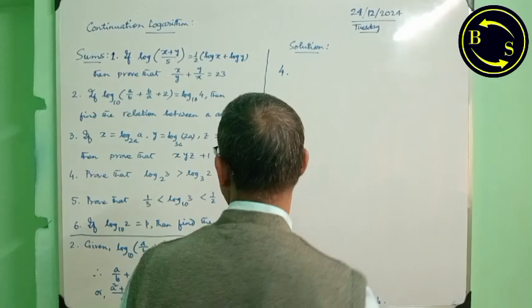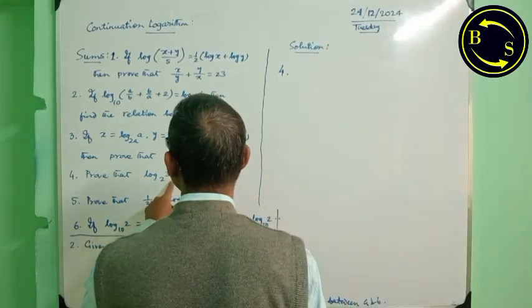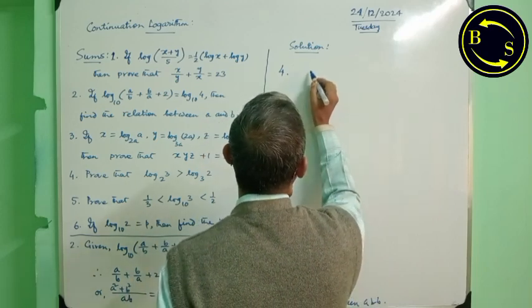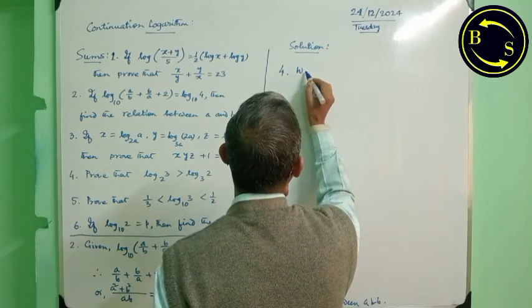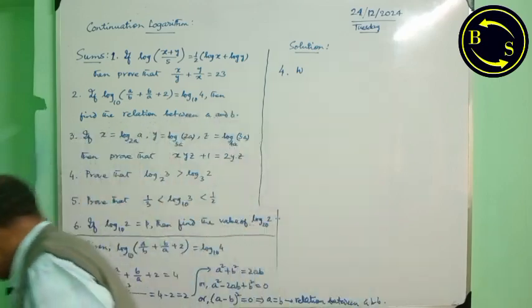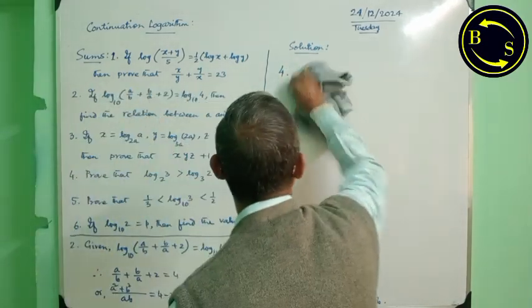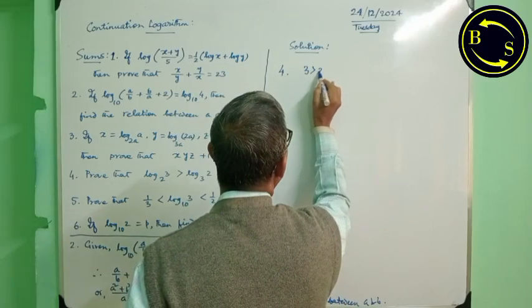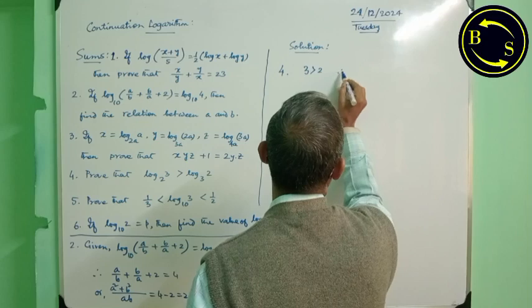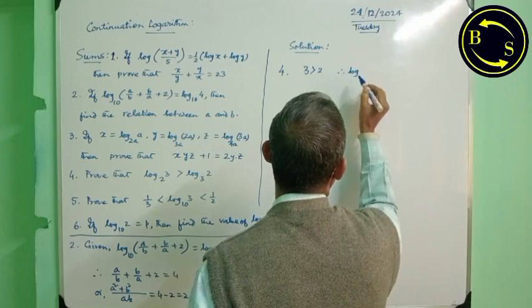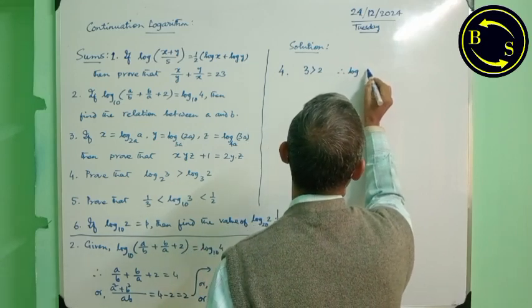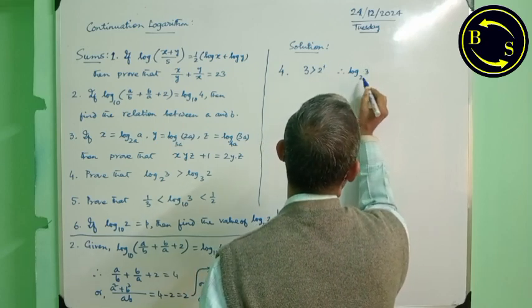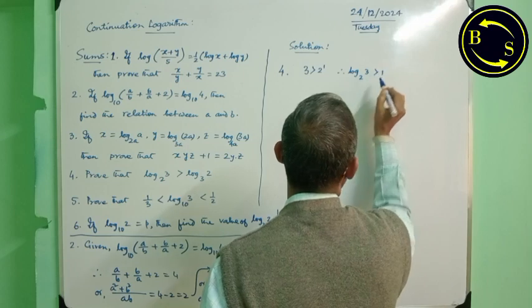Next, sum number 4. We have to show log of 3 to the base 2 is greater than log of 2 to the base 3. No need of writing anything here. Already we know 3 is greater than 2. Therefore, log of 3 to the base 2 is greater than 1.